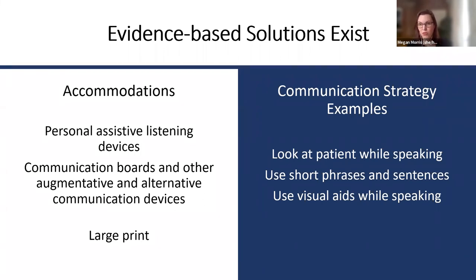And we also know that there's a range of communication strategies that the healthcare team can use. These aren't just, here's an accommodation I'm going to hand you, but this is how I'm going to adapt how I communicate with you. It's looking at the patient while speaking, using short phrases and sentences, et cetera. But again, they're not being consistently used by healthcare teams, often due to lack of education and awareness, and in many cases, biases. Next slide.